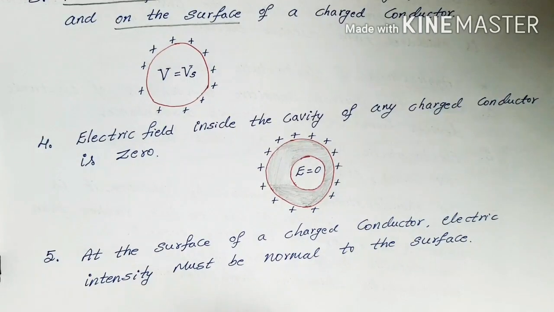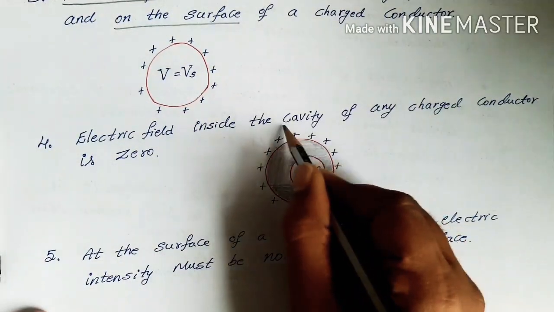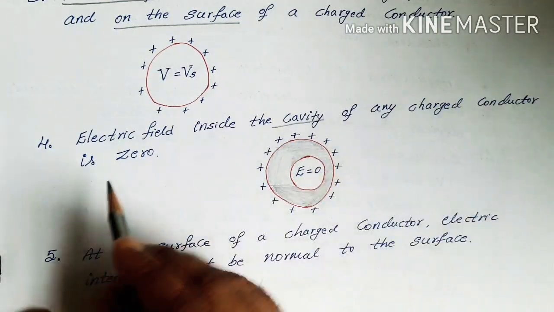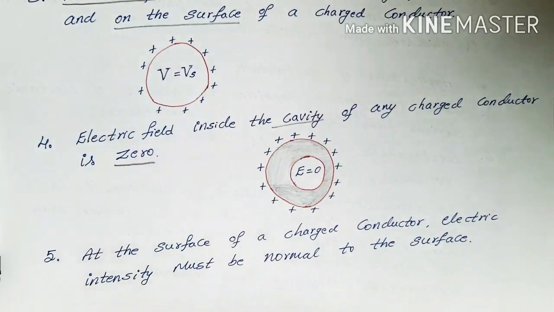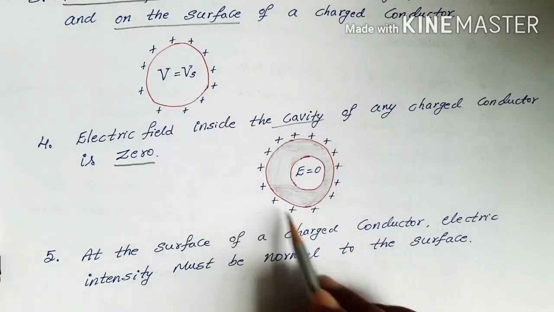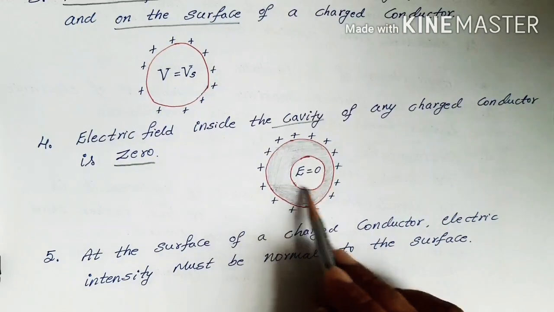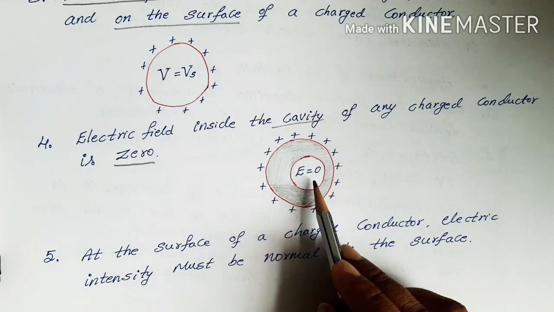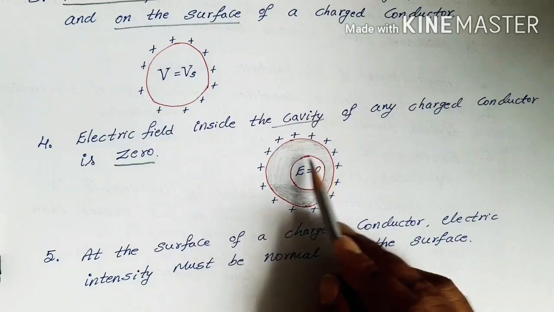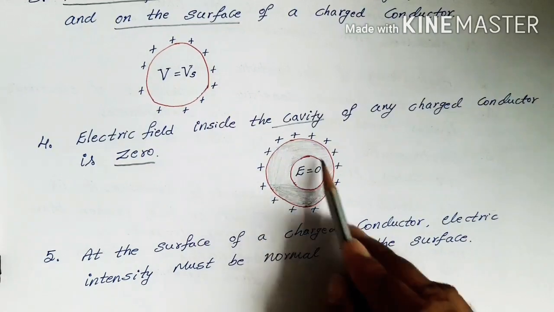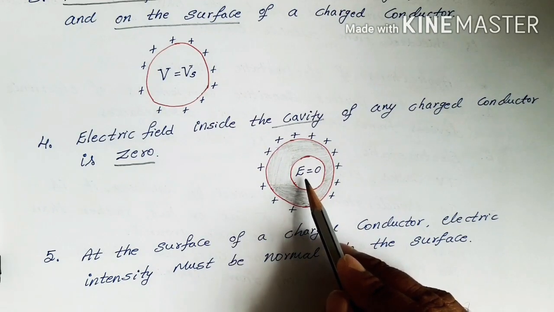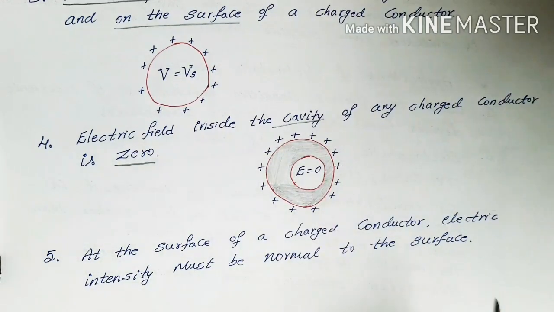Now look at the fourth point. The electric field inside the cavity, you can see the cavity here, the empty space, of any charged conductor is 0. This is again a property we studied, that the excess charge always resides only at the outer surface of the conductor. So inside there are no charges, and when there is no charge, there is no electric field. Therefore, the net charge and hence the electric field at any point inside the cavity is always 0. This is just a cavity, empty space. So inside the empty space of the cavity, the electric field is 0 and the charge is also 0.